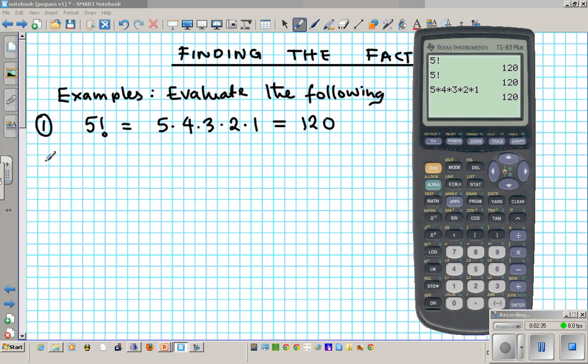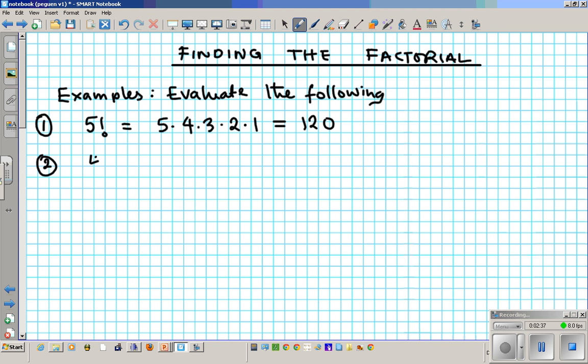Number 2. What is 4 factorial? 4 factorial is what? It's 4 times 3 times 2 times 1, right? 4 times 3 is 12 times 2, 24. Alright, number 3. What is 0 factorial? Now this is one unique property of the factorial notation. One of the very few properties that acts on 0 to actually produce something other than 0. So 0 factorial is simply 1.